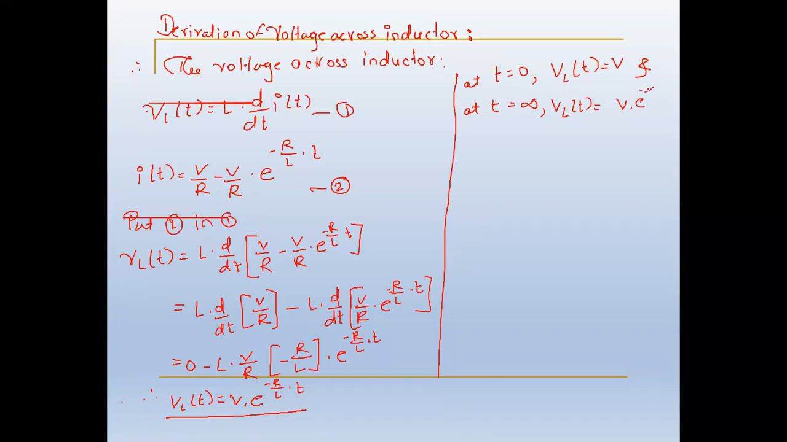V into e raised to minus infinity. Minus infinity means what? 0. So it means the VL of t decreases exponentially because it is reaching towards 0. So the initial value of the voltage across the inductor will decrease exponentially as the driven voltage source is applied. This is the type, and this is the VL of t.